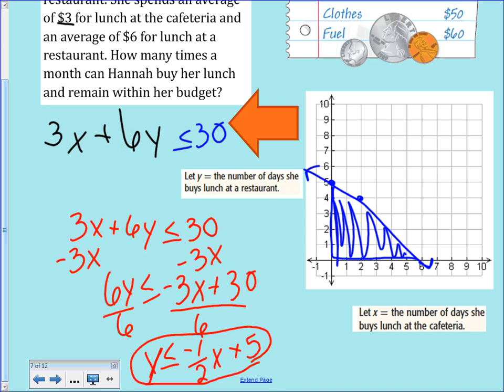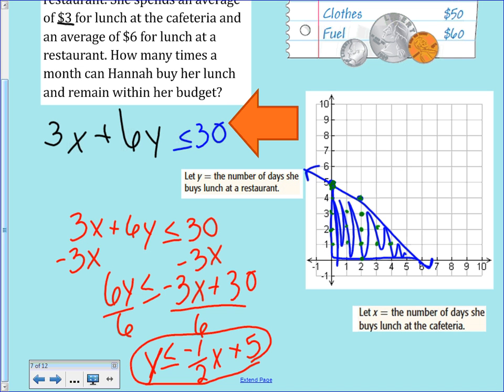Well, we could spend all of our $30 by buying 5 lunches at a restaurant. Or we could buy 2 lunches in the cafeteria. We could buy 2 lunches in the cafeteria and 1 lunch at the restaurant. We could buy 2 lunches at the cafeteria and 2 lunches or 3 lunches at a restaurant. Or we could even buy up to 4 at a restaurant. So all of these points in here represent different ways we can spend that $30.